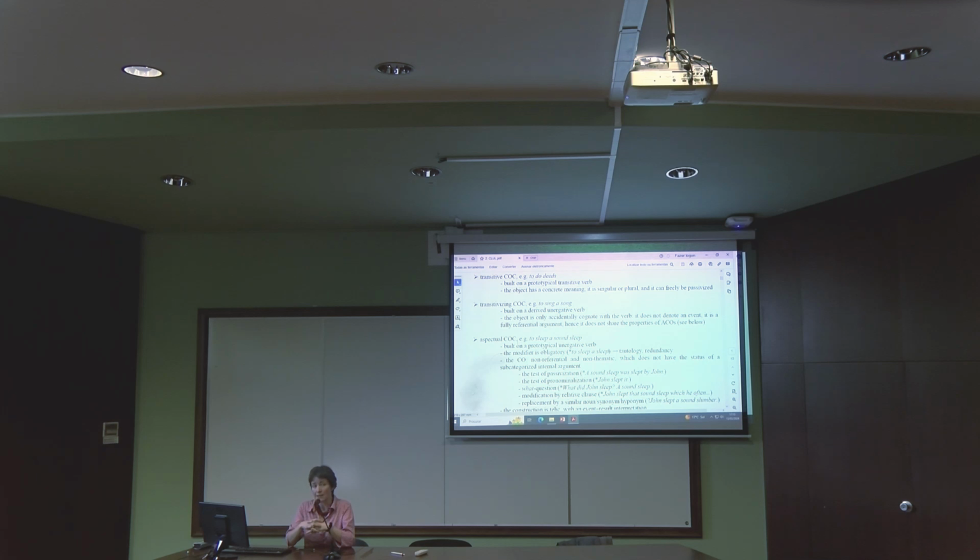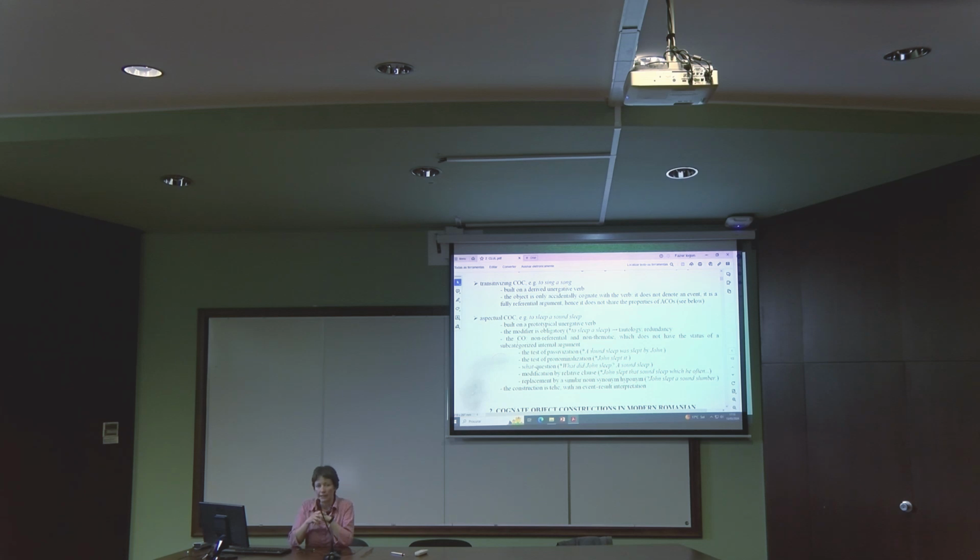The cognate object is a non-referential and non-thematic nominal, which does not have the status of a sub-categorized internal argument. The verb does not sub-categorize for this nominal. Interestingly, this internal argument does not pass the passivization test. It cannot appear in the derived subject position. A sound sleep was slept by John? No. It cannot be replaced by a pronoun. John slept it? It doesn't work.